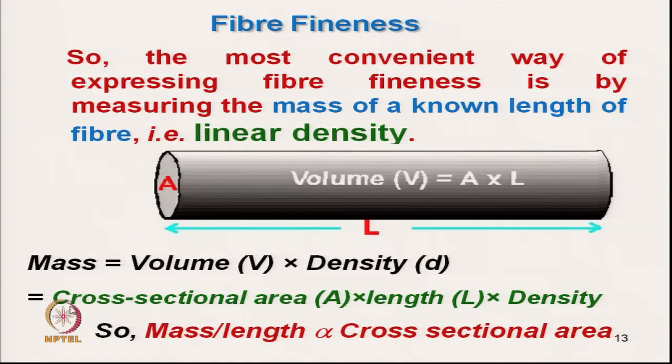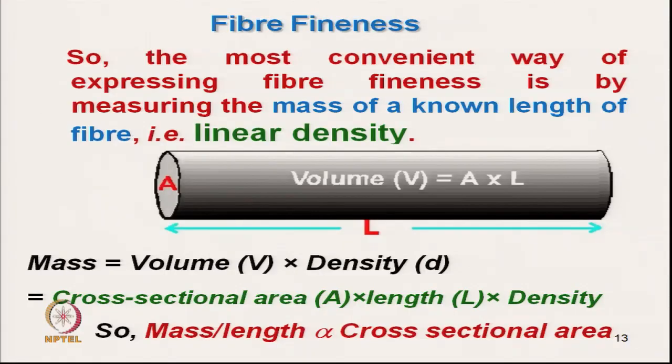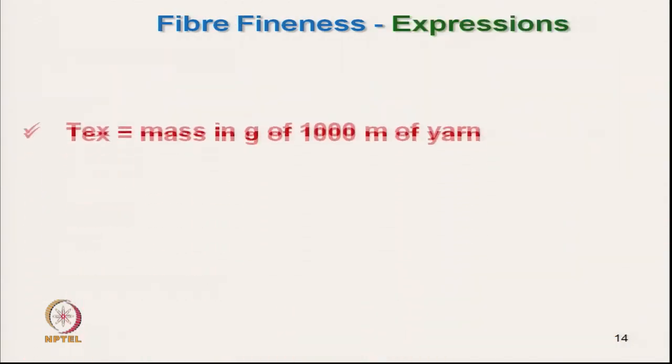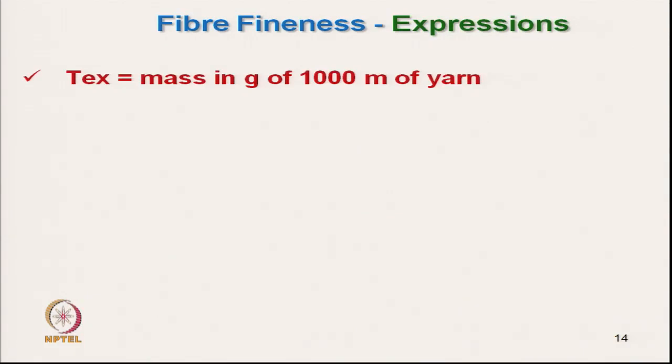So, it is justified that if we measure the mass per unit length, whether the fiber is circular or not does not matter, the mass per unit length is always proportional to the cross sectional area. So, mass per unit length gives the idea about the cross sectional area for the same fiber. That means the fiber with higher mass per unit length will have higher cross sectional area. So, how to express the fiber fineness?